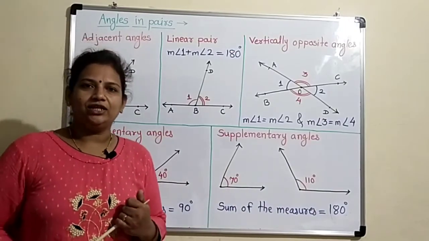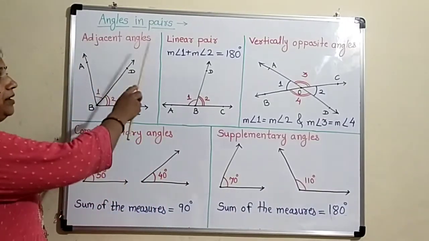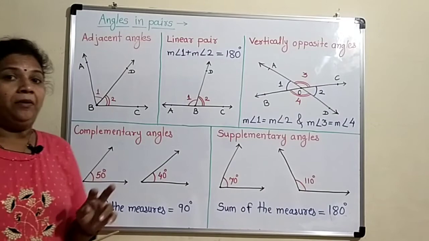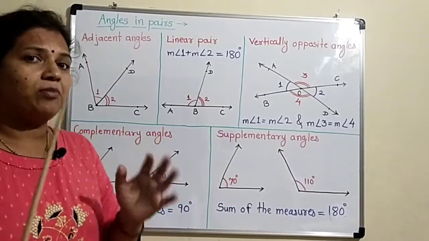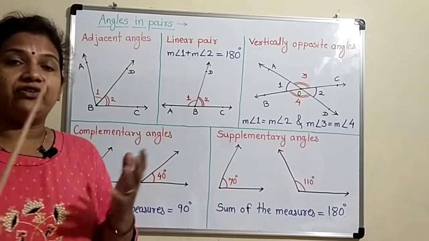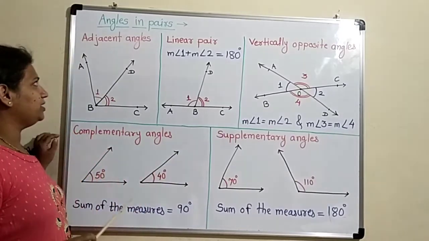Today we are going to learn about angles in pairs. When there is a pair, there are two angles. When two angles form a specific pair, they have different names. So let us learn about that.